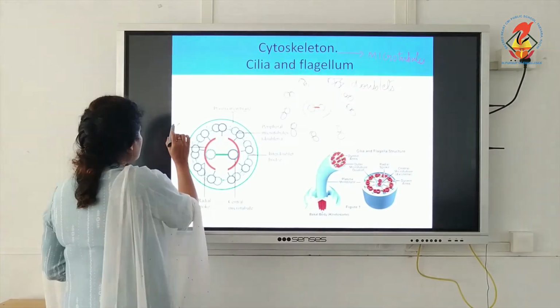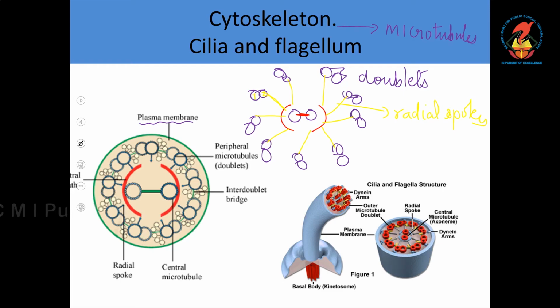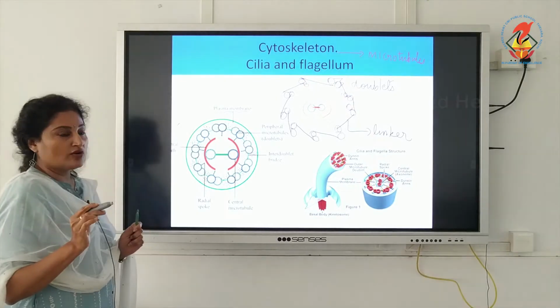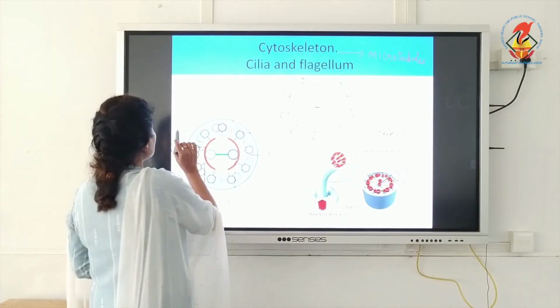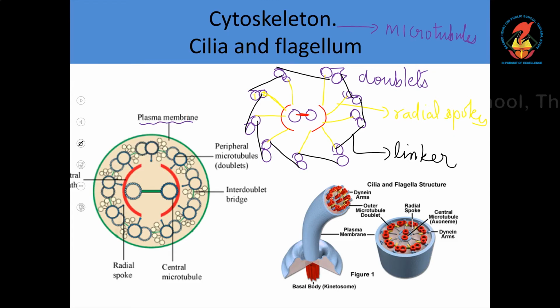Then, with another color, say black, the doublets themselves are interconnected. See, this doublet is connected with this. This is connected with this. This is connected with this. So, the doublets themselves are interconnected by linkers. So this is called linker. And most importantly of all, what is missing? I have to draw the plasma membrane. Very, very important. Plasma membrane should be drawn.